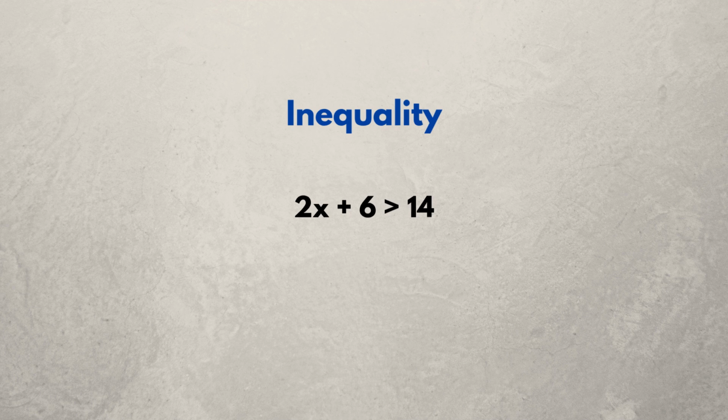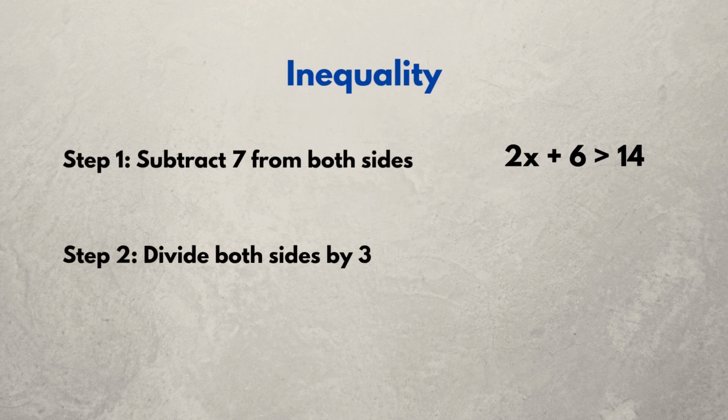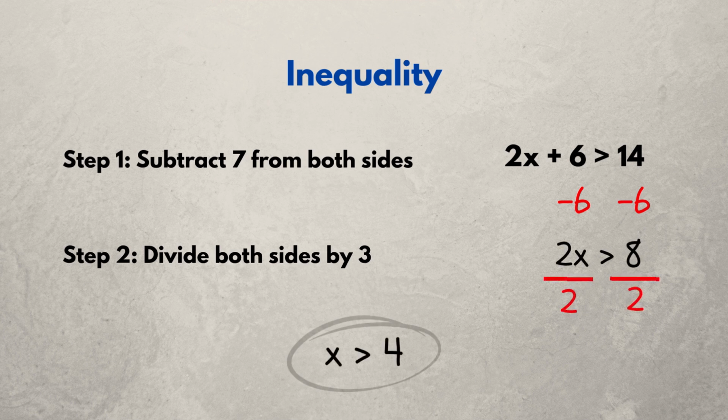Now the inequality. 2x plus 6 is greater than 14. Subtract 6 to get 2x is greater than 8. Then divide by 2 to get x is greater than 4. Same steps as the equation. The pattern you use and the inequality symbol don't change anything at all.